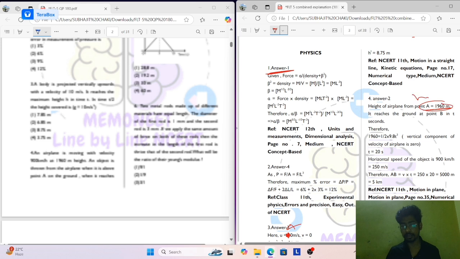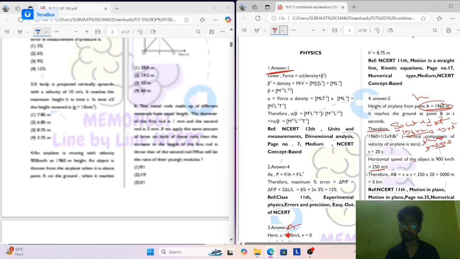Okay, first of all we have to calculate the time. The object is starting from rest, so u will be 0. So from that we use the formula h equals ut plus half gt square. From this formula you can calculate: H is 1960, half into g means 4.9 into t square. So 1960 divided by 4.9 means 400. So t square equals 400, so t equals 20 seconds. The horizontal speed is 250 meter per second.